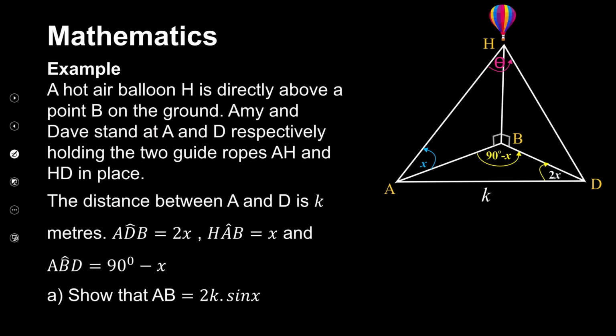Okay, so let's just double check. ADB is this angle here, and this angle here is 2x. HAB is x, so this angle here is x. It's the angle of elevation from A to H, and they've given us that ABD is 90 minus x, so we're talking about that angle. They want us to show them that AB is equal to 2k sine of x. Okay, so we need to find AB in terms of k and x.